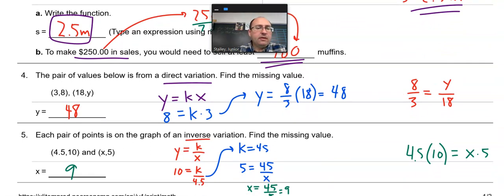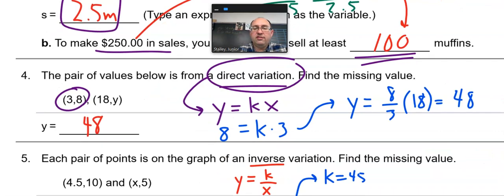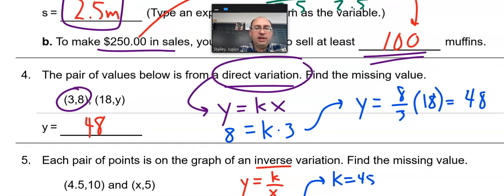Question 4. Another direct variation? Smack dab in the middle? Okay. All right, so we got y equals kx. We're plugging in the 3, 8. Right? Here, let me zoom in on this. Plugging in the 3 and the 8, finding out that the k value is 8/3. Then it says find the missing value, so they give me an x value of 18. Multiplied together, we get 48.